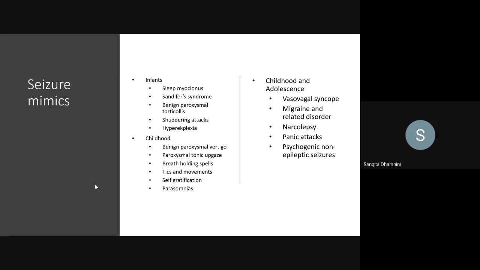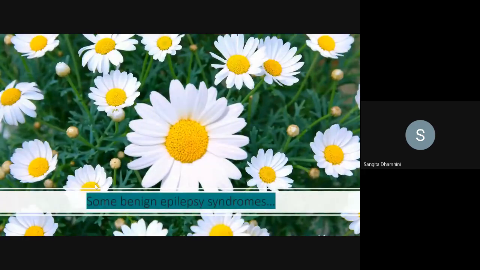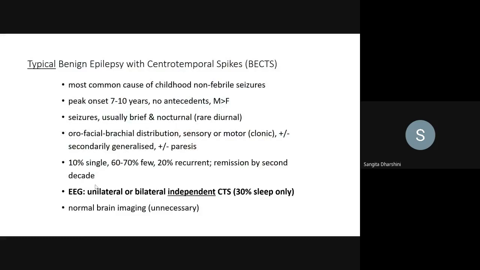I will now touch on 1 or 2 benign epilepsy syndromes and 2 nasty ones. This is a very, very common epilepsy syndrome called BECTS. Some people describe it as epilepsy with centrotemporal spikes. It's essentially benign, and I'm describing the typical one. If there's a typical, there's going to be an atypical, but we're not going there. It's the commonest cause of childhood non-febrile seizures, and in my epilepsy clinic, this would be the commonest referral. Peak onset is just before entering primary school. We mainly see it in boys. There are no antecedent risk factors.